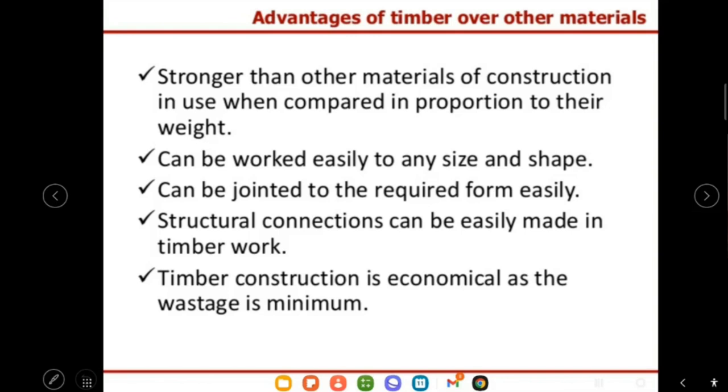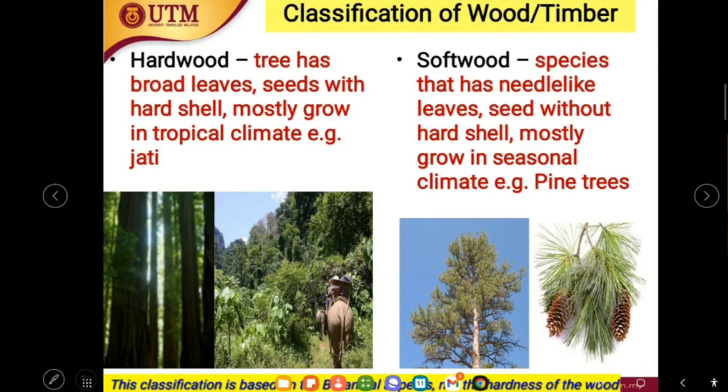Okay, and then it can work easily to any size and shape, and then it can be jointed and formed easily, and then structural connections are also easily made. Okay, and then it is economical. It is the cheapest material because the wastage, we can minimize it. We can minimize this wastage. Okay, so this is the fun part.